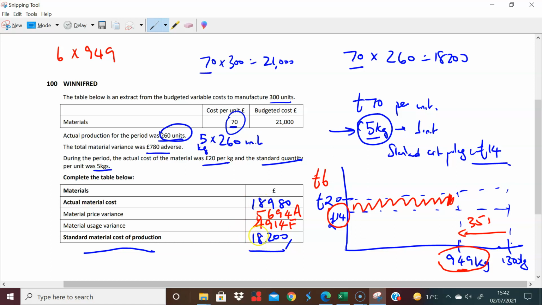And when you do this and add this right across, you will find this relationship between the material cost and the standard cost of production. The difference between these two is why you have that difference between the material cost and the standard material cost of production. So backward variances are probably the trickiest part of the syllabus because you're working backwards to find out what's going on.